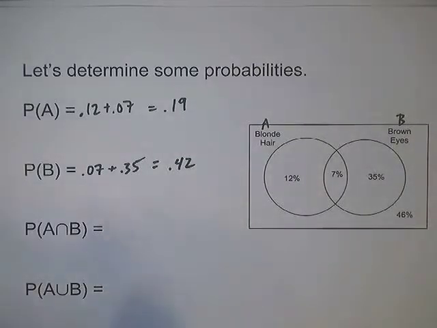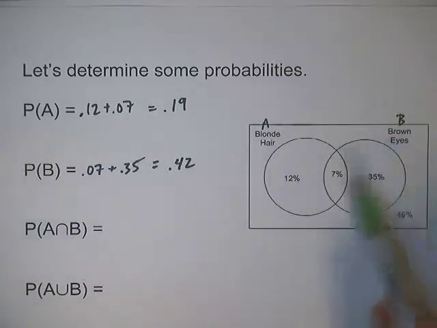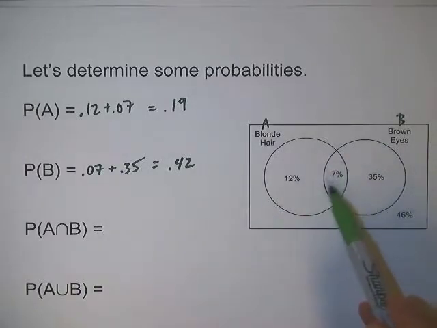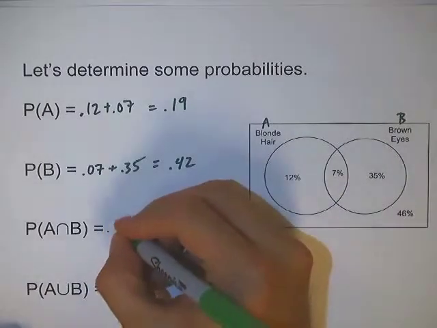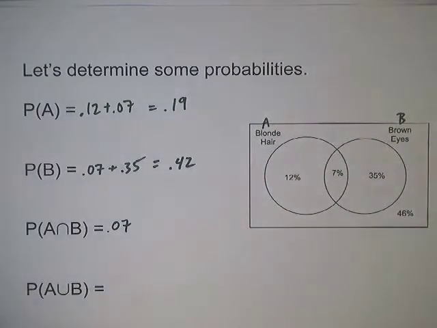Now if we want the probability of A and B, remember this symbol is AND. So the probability of somebody with blonde hair and brown eyes. Well, that's simply this overlapping region, so that's just 7%. We don't need to do any calculation there. That number is provided for us.